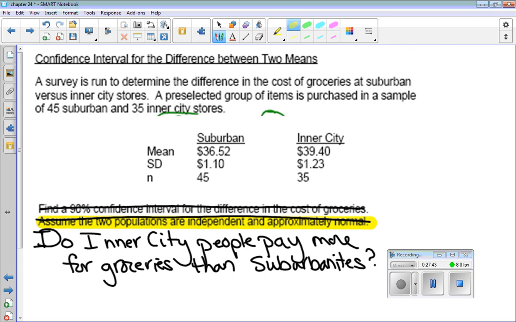Why don't I care about normal? Why do they meet the normal condition without having the raw data, without having a shape or a graph? Why do they meet it? The sample sizes are both greater than 30. Awesome. Okay, here we go.